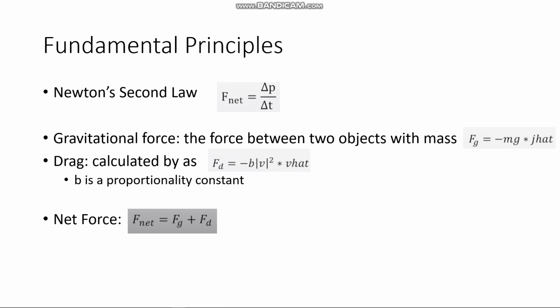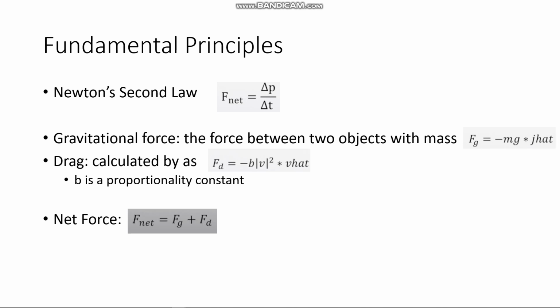So the fundamental principles that we really need for this is Newton's second law, which is basically just the net force of an object is the change in momentum over the change in time. And this will get us an acceleration value, and so we're going to be using that to basically see if something's moving at a constant speed or if there's actually a non-constant force on it, and that will be used to discuss terminal velocity later on.